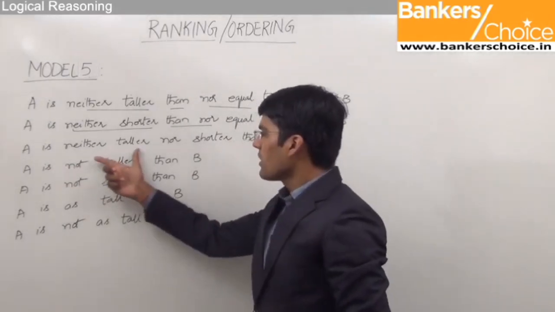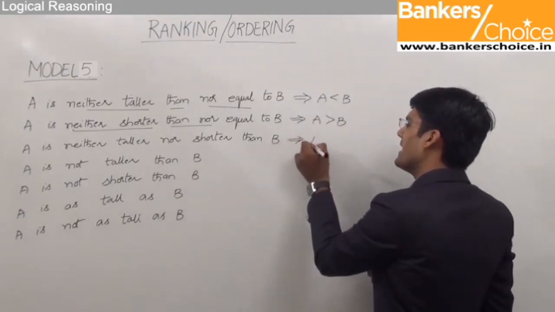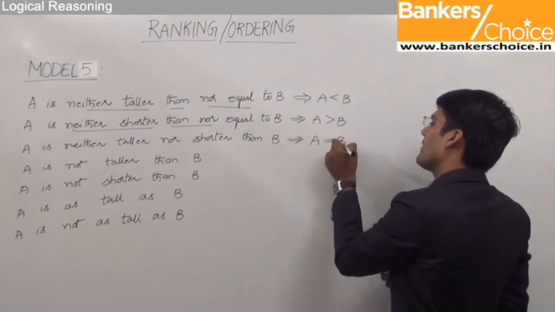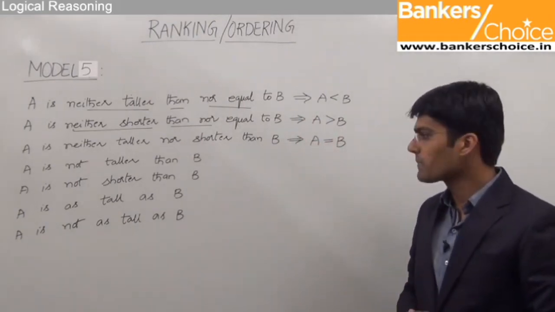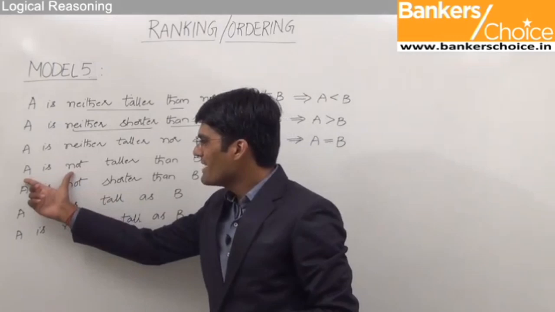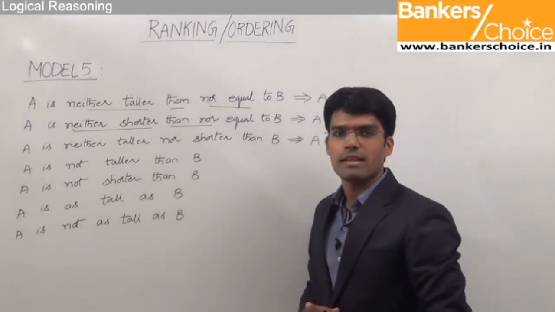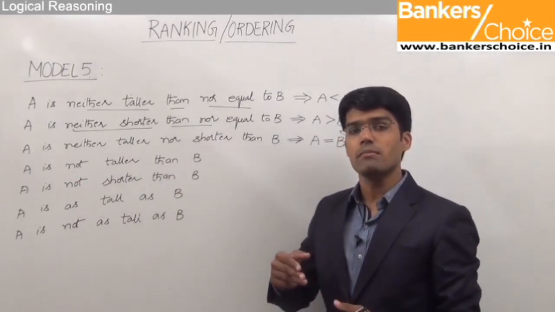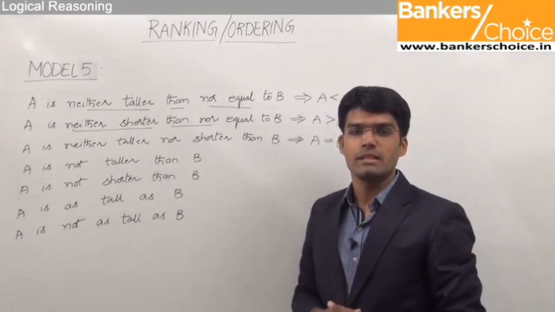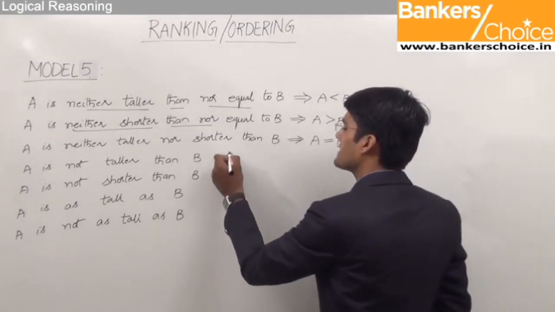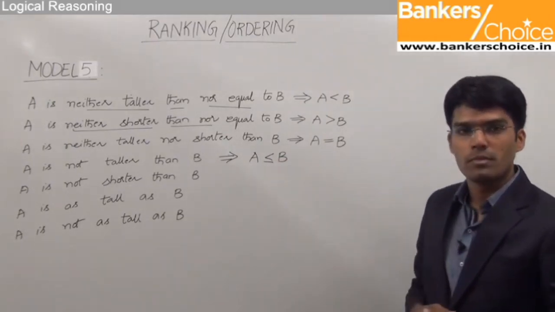A is neither taller nor shorter than B. From this, we can understand that A is as tall as B, or A is equal to B, because A is neither taller nor shorter than B. Moving on to the next one, the statement says A is not taller than B. When he says A is not taller than B, there are two possible cases. A can be shorter than B, or A can be as tall as B. That is, A is equal to B. So we can say that A is shorter than or equal to B. That is, A less than or equal to B.